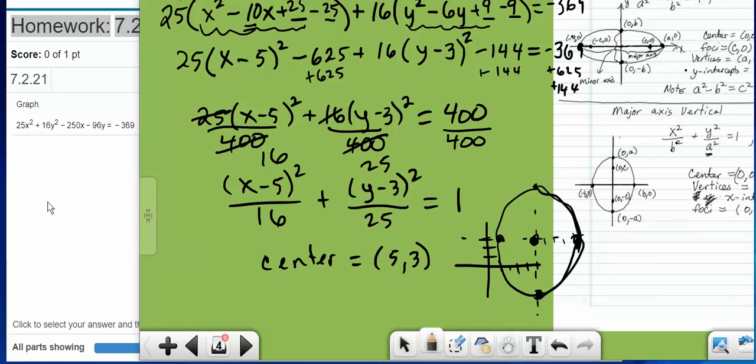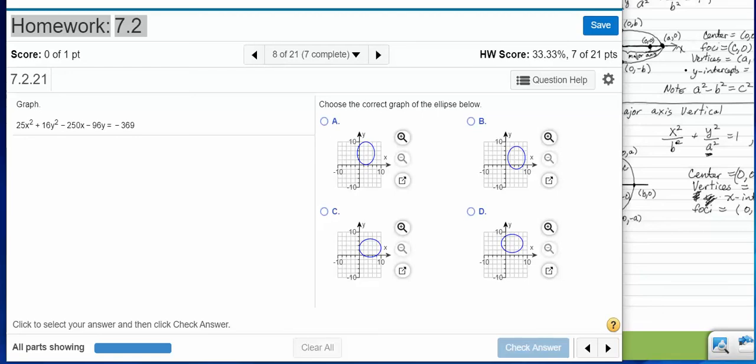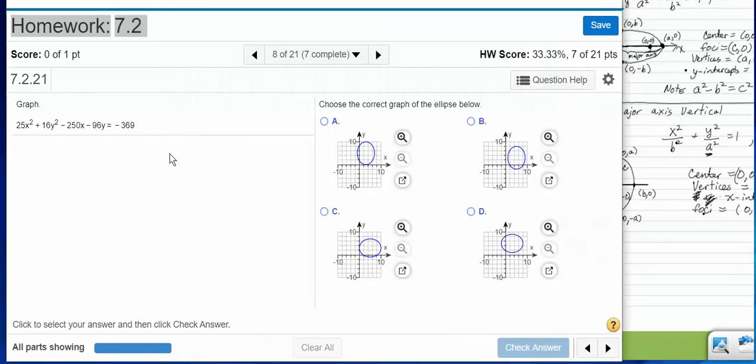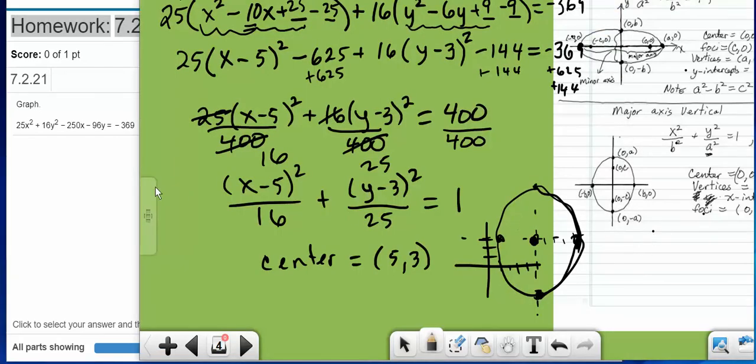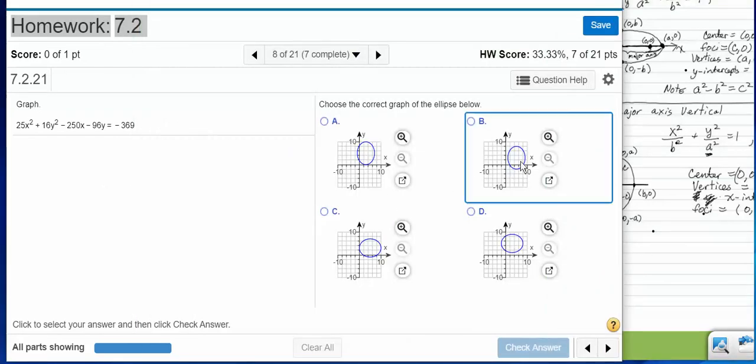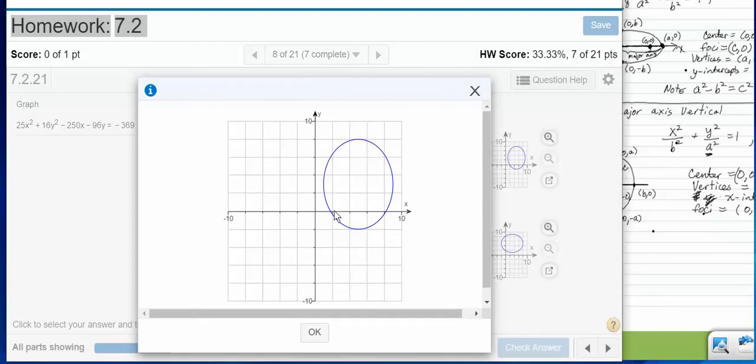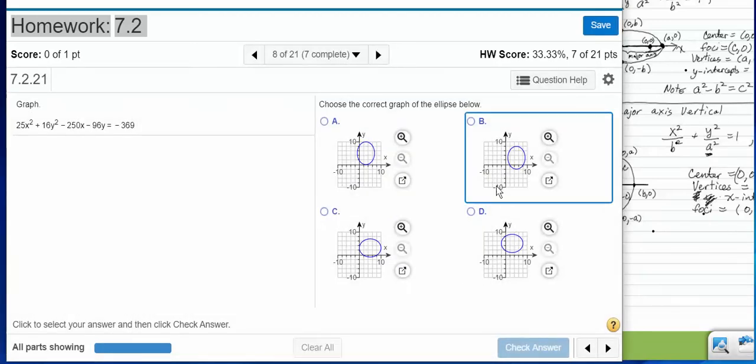Anyway, we can do it nice over here. So what was the center? It was 5, 3. So does that look like 5, 3? It's looking like B. Let's just zoom in on it real quick. So 2, 4, 5, 3. And we went down 5. Yeah, that's it. So it's B.